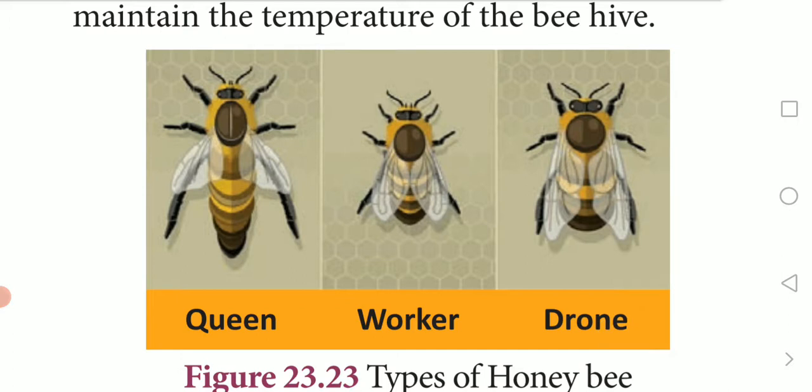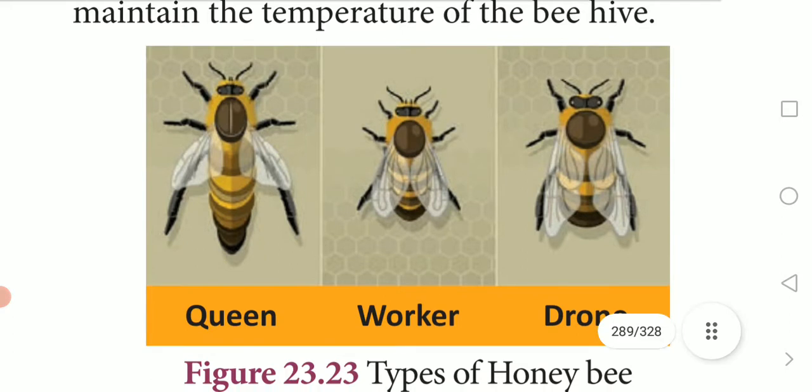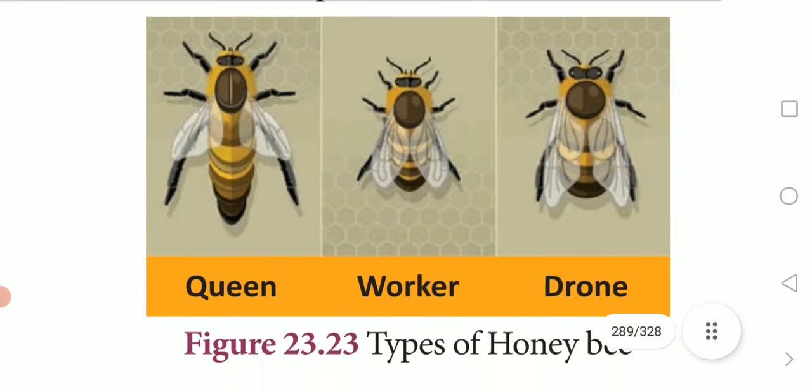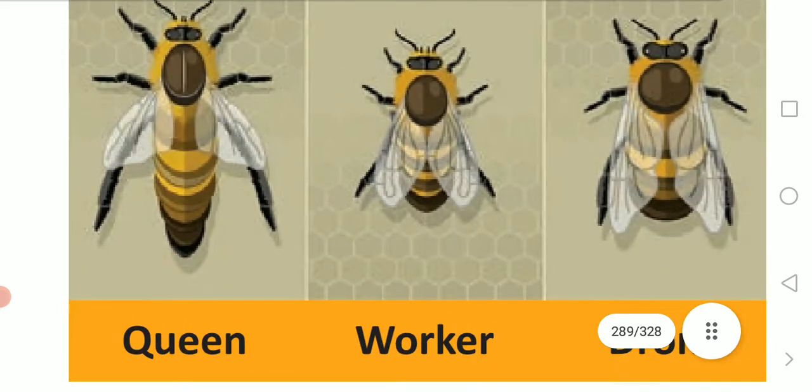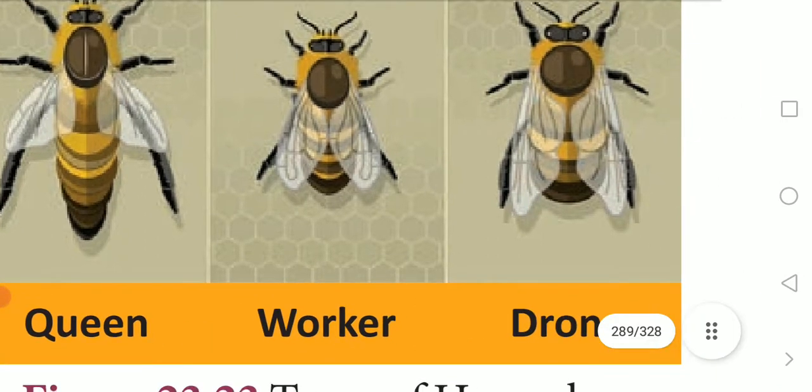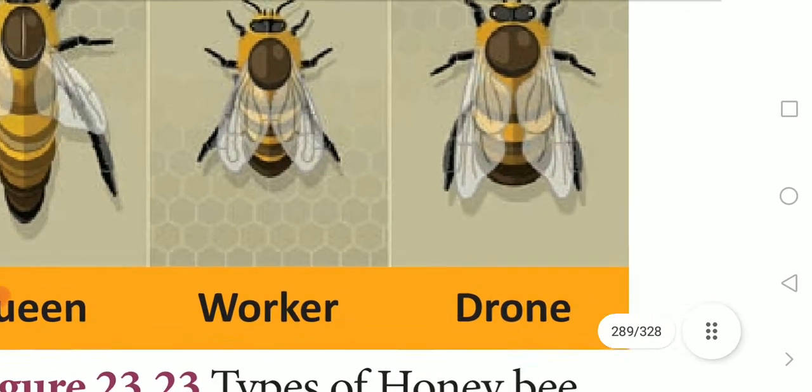First, we'll see the queen bee. The queen bee is the largest member and the fertile female of the colony. She is formed from fertilized eggs. The queen is responsible for laying eggs in the colony.